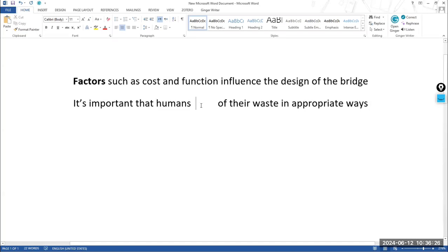Now there's something missing here. Now I need you to try to discover it out. So let's repeat and please listen now. Number 2. It's important that humans dispose of their waste in appropriate ways. Dispose. Ah, bravo. How did you know that it's dispose?